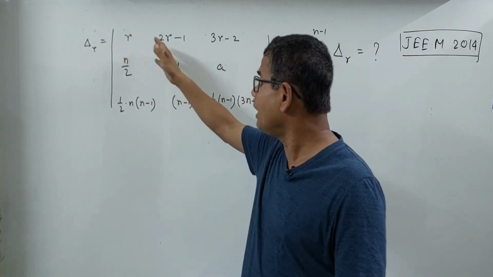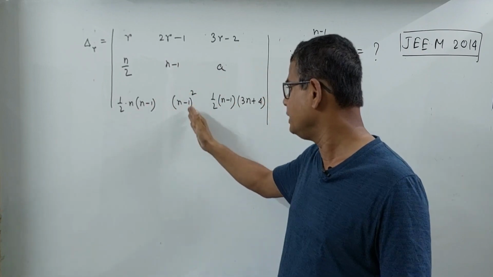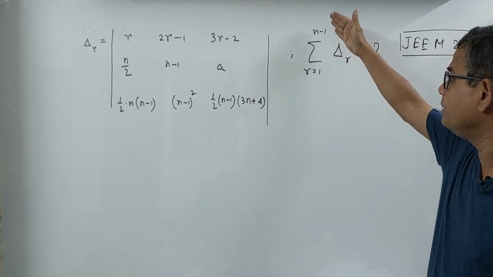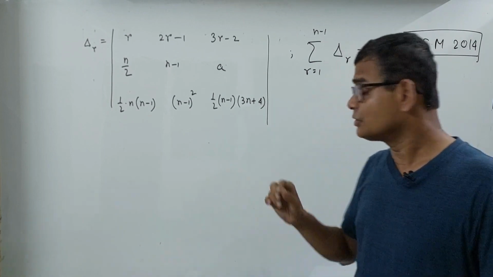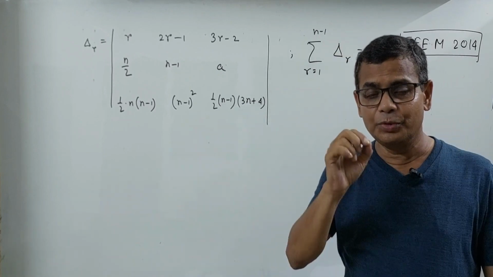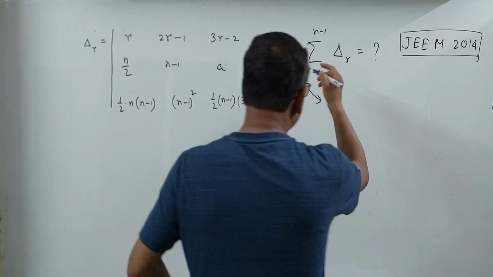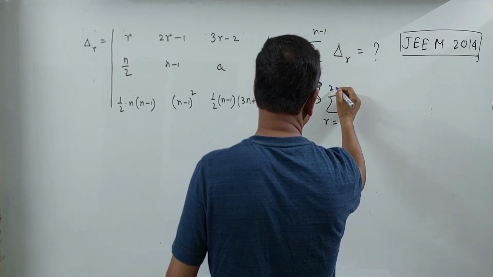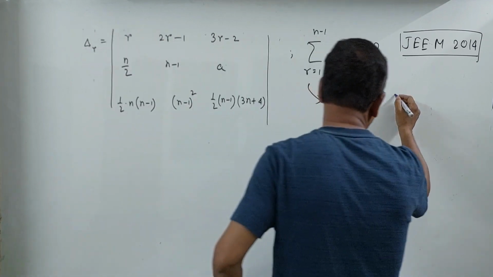If del r equal to the determinant with rows r, 2r minus 1, 3r minus 2; n by 2, n minus 1, a; half into n minus 1, n minus 1 whole square, half into n minus 1, 3n plus 4. We have to find the sum from r equal to 1 to n minus 1 of del r. Now, let's apply a trick. It is called substitution method. So, we can take r equal to 1 and n equal to 2. Then the sum from r equal to 1 to 2 minus 1 of del r means r equal to 1 to 1, that means we have to find del 1 only.